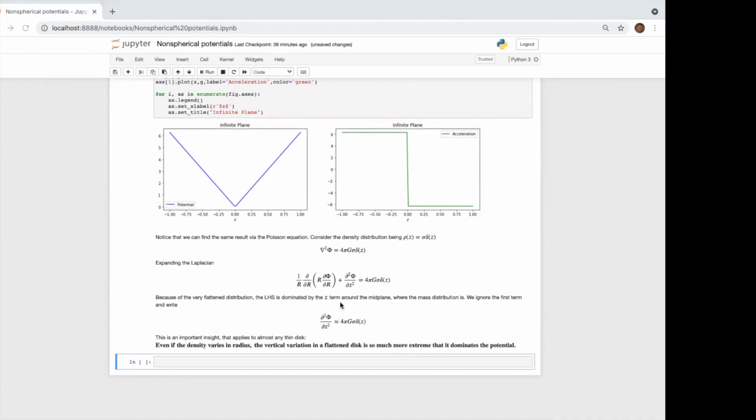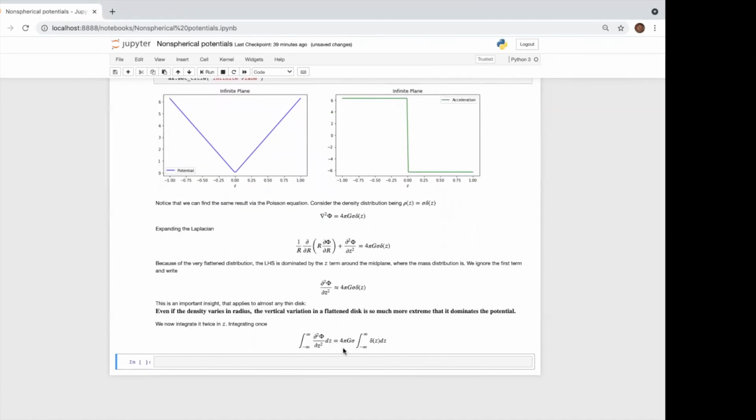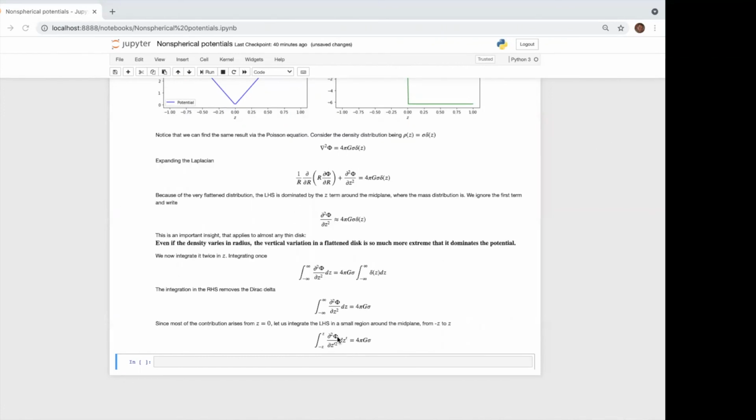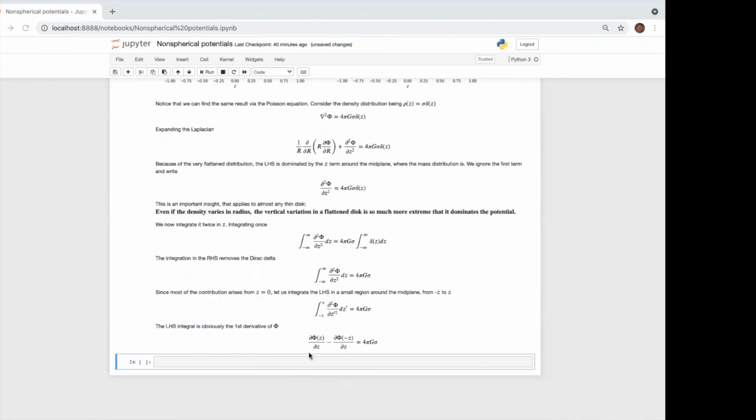We integrate now this equation twice in the z direction. So we integrate on both sides in z, and the integration in the right-hand side removes the Dirac delta. So we have simply 4 pi G sigma on the right-hand side now. If we integrate now the left-hand side, again, we have to see that most of the contribution arises from the region around z equals 0. So let's integrate then the left-hand side in a small region around the midplane, going from minus z to z. And this integral gives you then the first derivative of phi. So that's in the limit here z, and the second term here in the integration limit minus z.